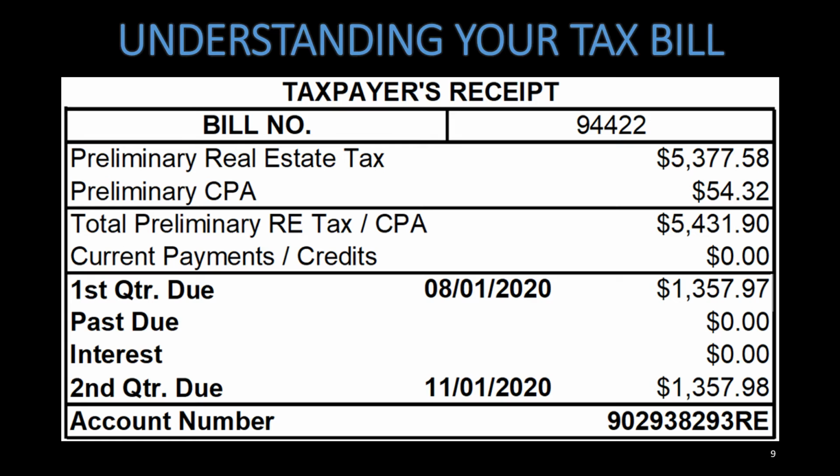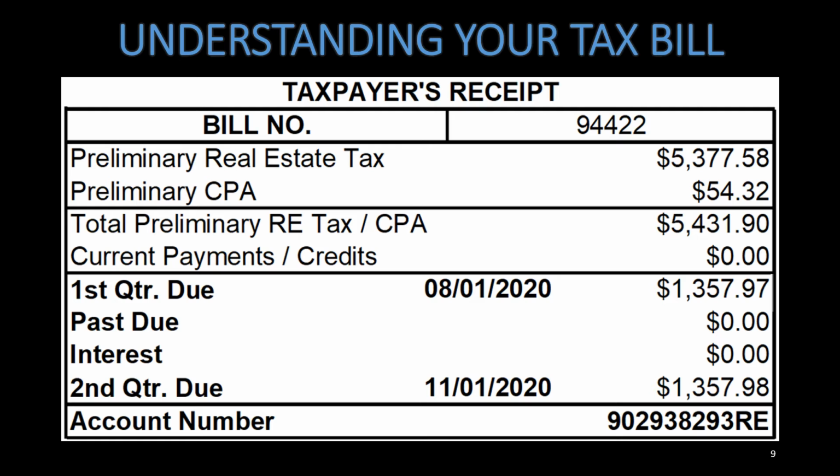For those of you that have been living in town for a while, you may recall that about a decade ago we passed the Community Preservation Act, which adds a 1% surcharge to your tax bill. Your total preliminary real estate tax that you pay is a combination of your actual real estate tax and that 1% surcharge, which is factored into the calculation. It's actually factored into the tax rate.